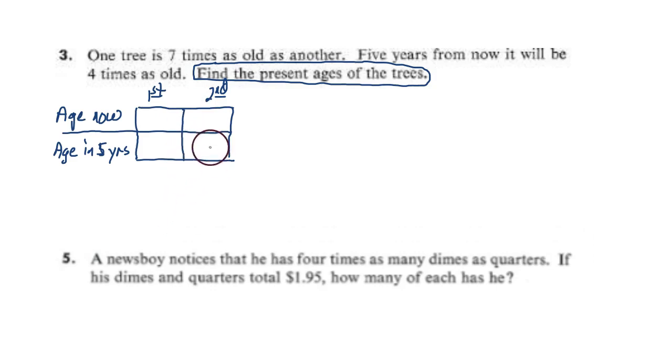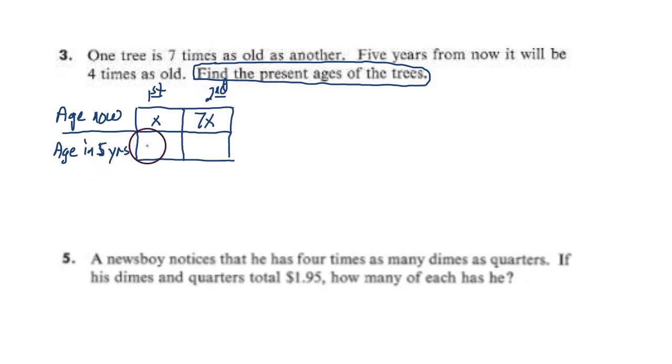In this chart, let's put our algebra expressions. Let's use a variable to represent the age of the first tree now. Perhaps we'll call that x. What's the age of the second tree now? We can get that from the first sentence. One tree is 7 times as old as the other. So we could call this 7x.